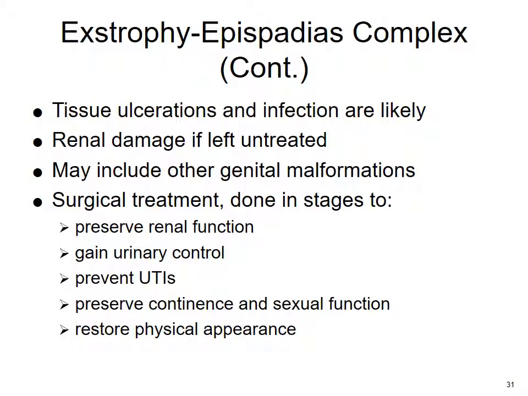Tissue ulcerations and infection are likely. So for that infant, you would want to keep that covered with sterile moist gauze. Renal damage will occur if it's left untreated. It may include other genital malformations as well. And the surgeries are done in stages. The primary goals of surgery are going to be to preserve renal function, to gain urinary control, to prevent UTIs, to preserve continence and sexual function, and to restore physical appearance.